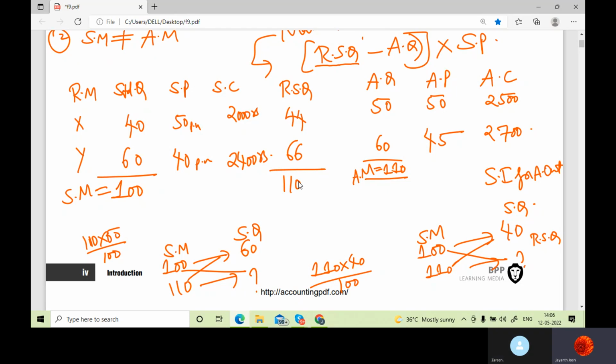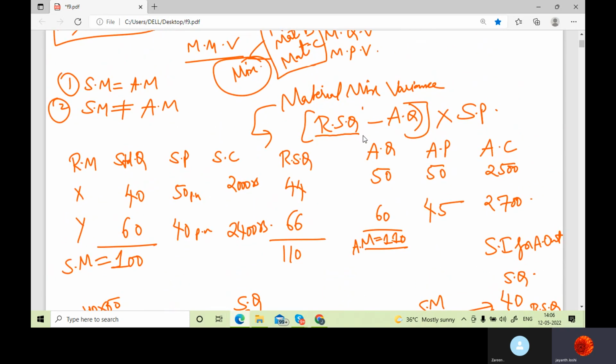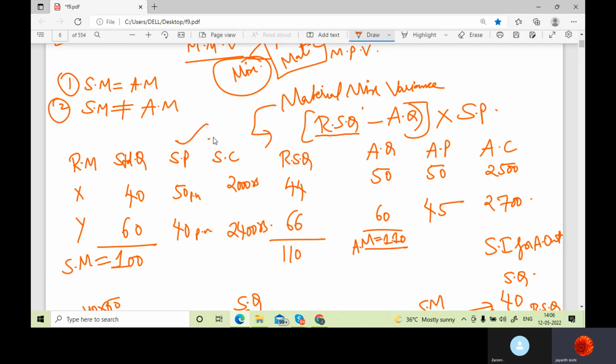Forty-four and 5. Now we have made the standard mix and actual mix equal. And this is the revised standard quantity. So what do we want, Zarina, to find out the material mix variance? The revised standard quantity and the actual quantity, and the standard price is what we have.